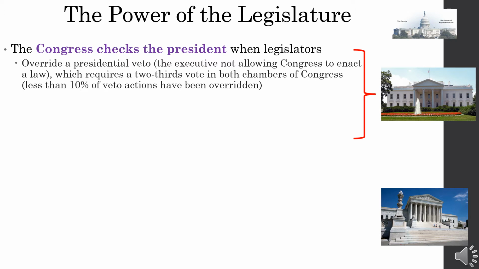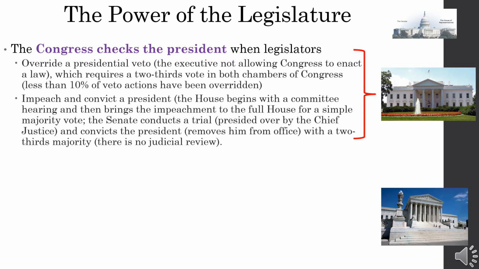How hard is it to do this? Less than 10% of veto actions have been overridden. Less than 10% of the time can Congress tell a president, this is going to be a law even if you don't want it to be one. The second thing they can do is impeach and convict a president. They can remove a president of the United States from office. The House of Representatives begins with a committee hearing. That's several members of the House having a hearing, and then they bring the impeachment to the full House for a simple majority vote.